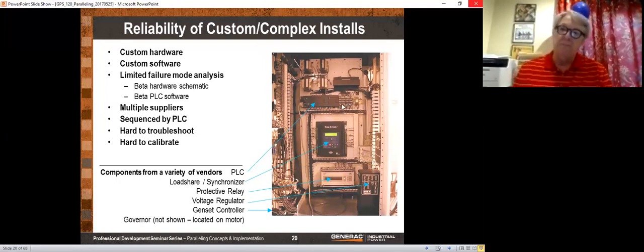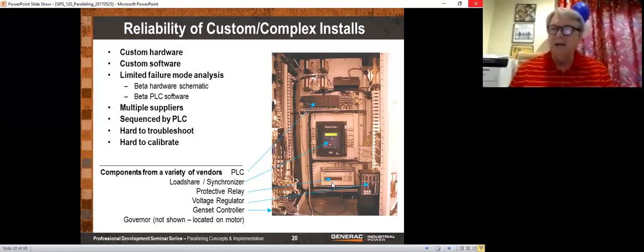Now let's take a look at these boxes. At the top is a programmable controller. What's in the programmable controller? Well, I would tell you that there's a power supply, there's a circuit board, there's a microprocessor, and there's a program. Well, how about the load share synchronizer? What's inside of that thing? Well, there's a power supply, there's a circuit board, there's a microprocessor, and there's a program. How about the protective relay? What's inside of that? Well, there's the same thing. I won't go on. I think you get the point.